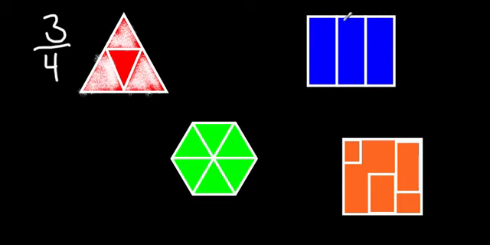Let's look at this rectangle right here. This rectangle is split into 1, 2, 3 parts. That is the denominator. I got 3 equal parts right there. And I'm going to start shading in. So let's get my crayon, and I'm going to shade in this middle part right there.